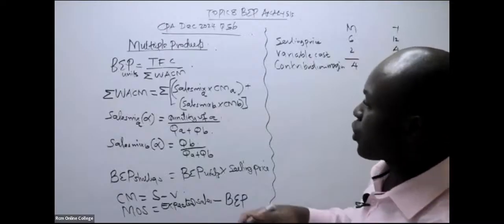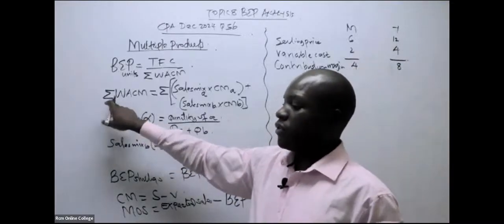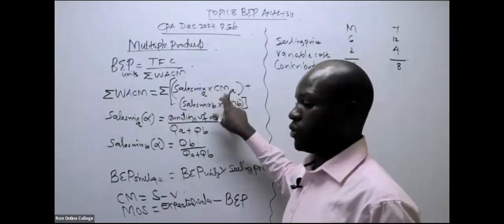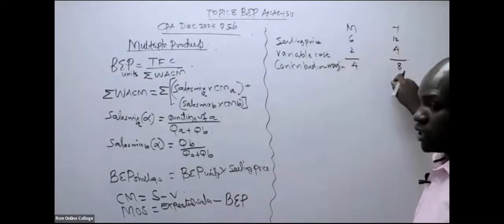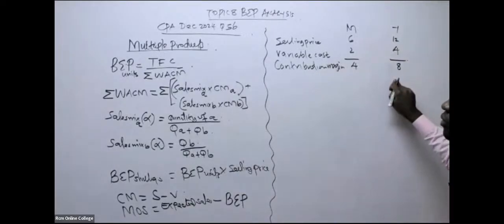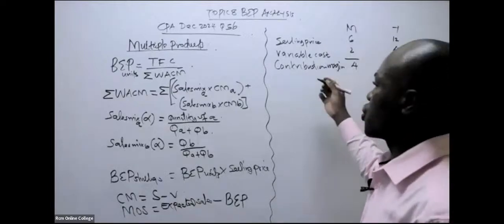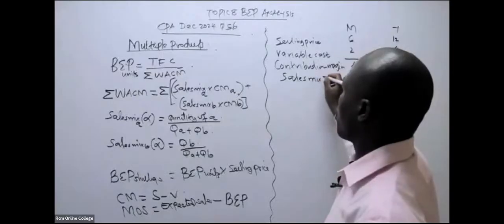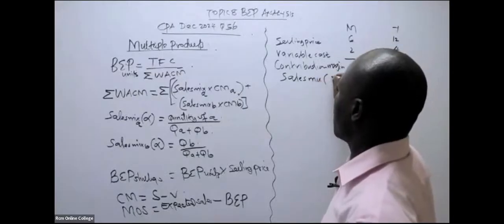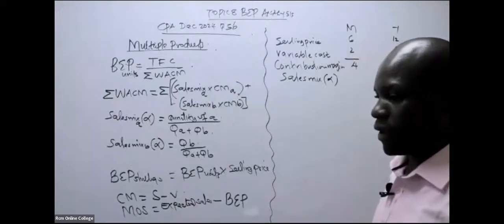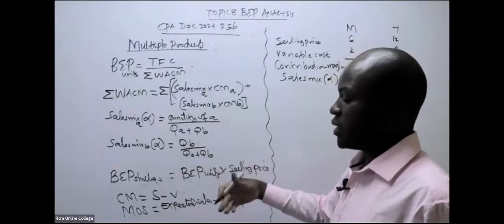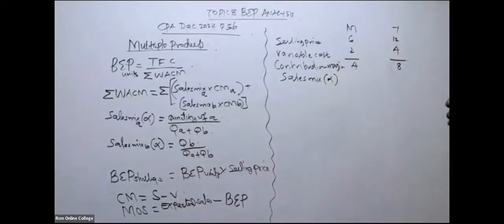What did we say about the summation of weighted average contribution margin? It is equal to sales mix ratio multiplied by contribution margin. So we already have our contribution margin. The only thing that is missing is the sales mix ratio, or we call it alpha. So how do we get alpha? We have said that sales mix ratio is the expected sales of B divided by the total expected sales in units, right?